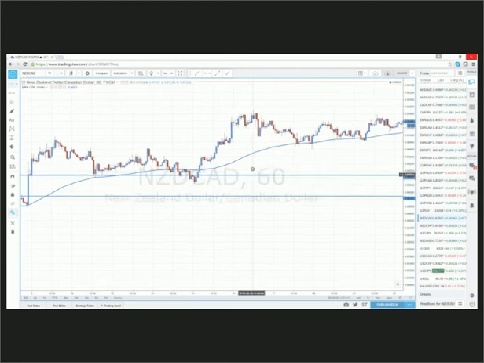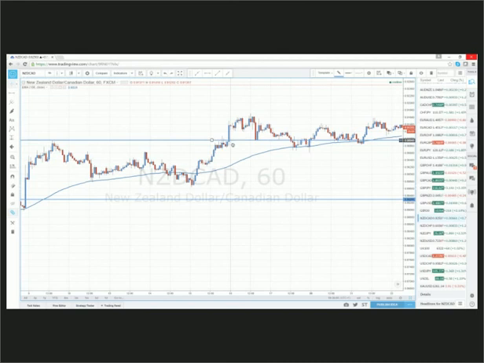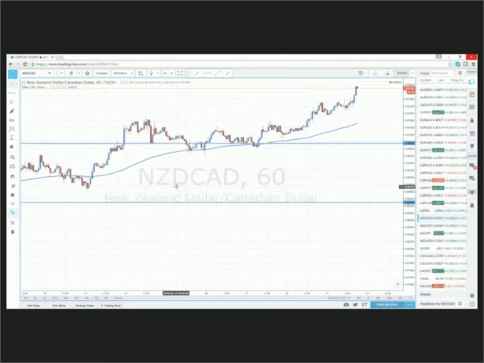So the next opportunity, where else would you look to get in? Put your support and resistance level at the next high.